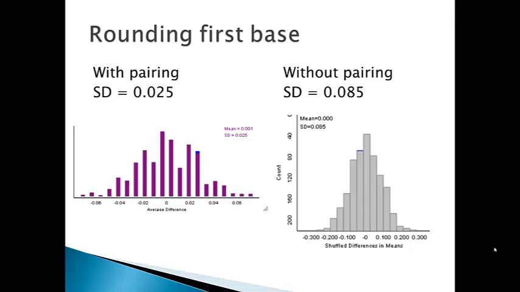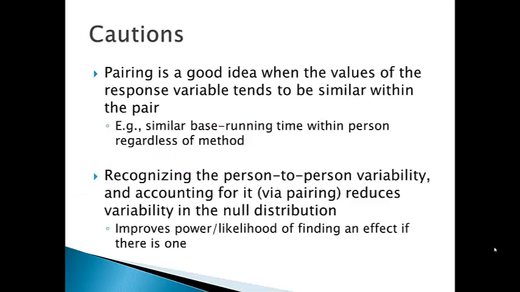Two words of caution. Pairing is a good idea when the values of the response variable tend to be similar within the pair. So for example here, running time within a person was fairly consistent, and so pairing made a lot of sense. If you recognize the person-to-person variability or whatever your pairs are, and you account for it by pairing in your study design, this ultimately reduces the variability in the null distribution.